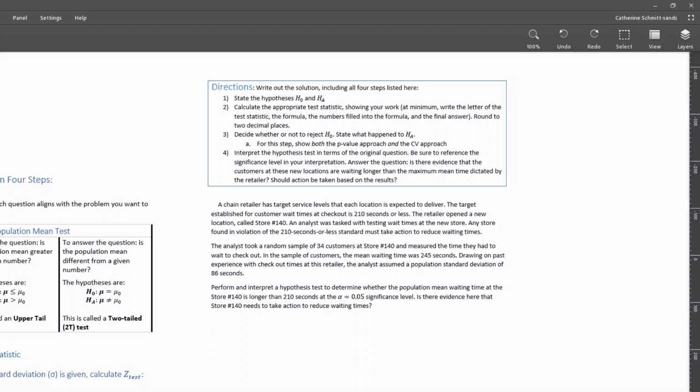Drawing on past experience with checkout times at this retailer, the analyst assumed a population standard deviation of 86 seconds. Perform and interpret a hypothesis test to determine whether the population mean waiting time at store 140 is longer than 210 seconds at the alpha equals 0.05 significance level. Is there evidence here that store 140 needs to take action to reduce waiting times?